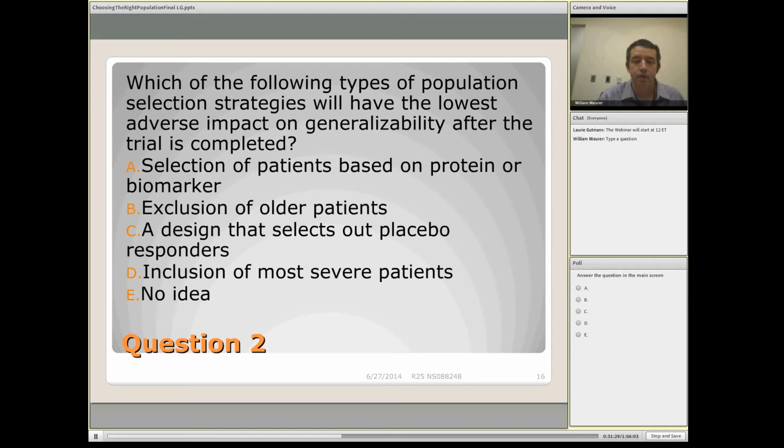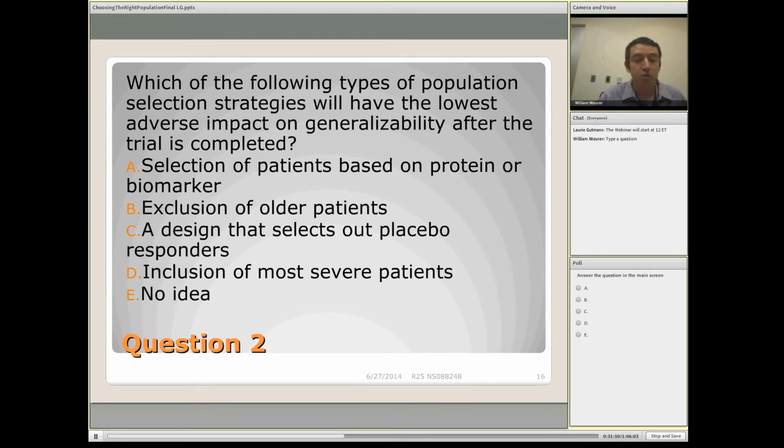All right, I'll give everybody another 30 seconds or so to vote. It's okay to put no idea if you have no idea. I'll feel a little bad. Okay, we've got a good number of votes, so I'm going to broadcast the results.